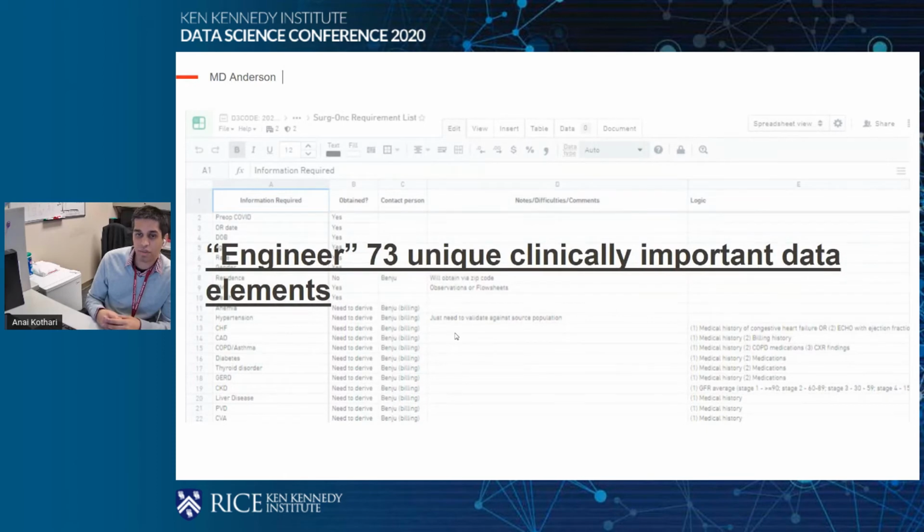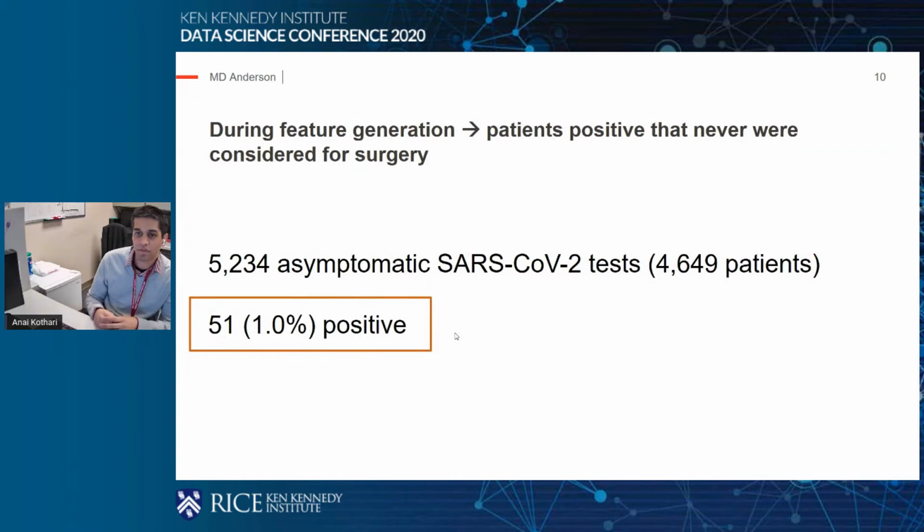In order to accomplish this, we had to engineer about 73 unique clinical data elements. And these are all things that went into understanding surgical outcomes and really serve as a backbone for how we, at least our group overall, thinks about surgical outcomes. And so that's really been a launch point for some subsequent analyses.